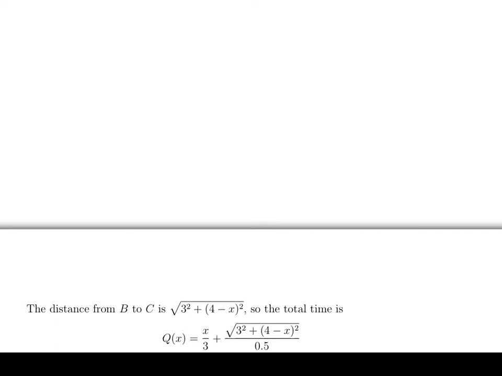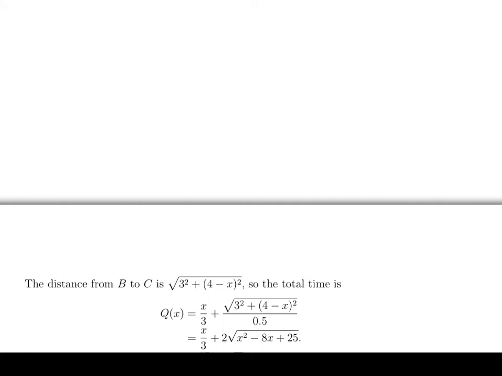So the total time that the dog is going to take to get from point A to point C is x over 3. So we're dividing by the dog's speed, which was 3 meters per second. And then the time it takes to swim will be the distance from B to C divided by the swimming speed, which was 0.5. Now let's clean this up. We've got x over 3 plus 2 times the square root of x squared minus 8x plus 25. So all we did here was multiply out this expression and clean it up.